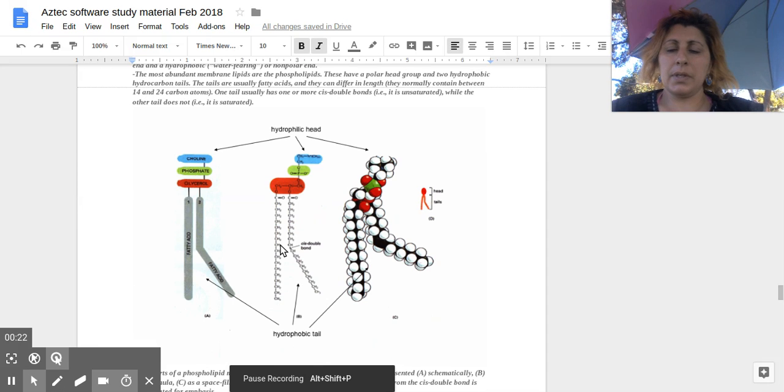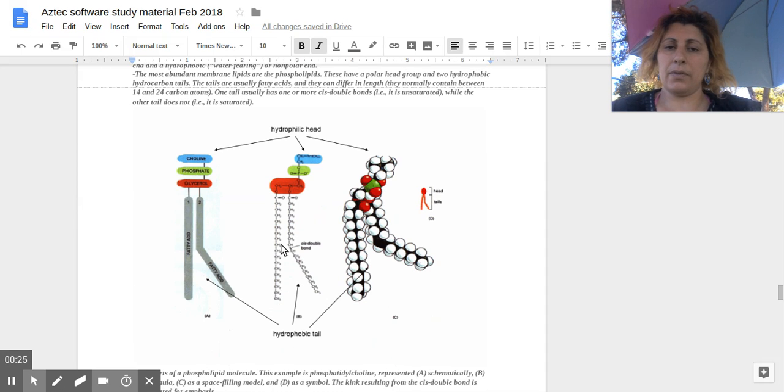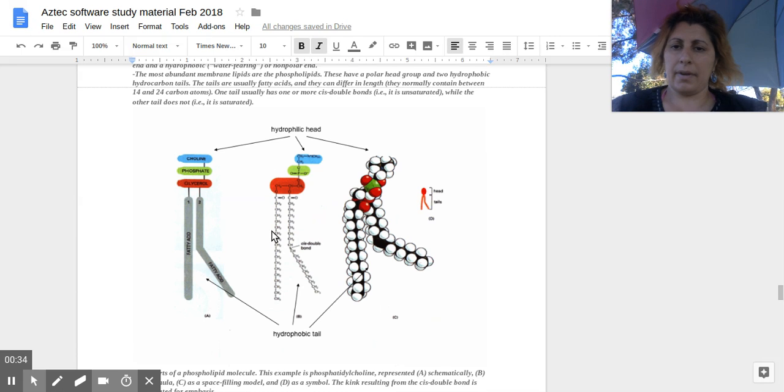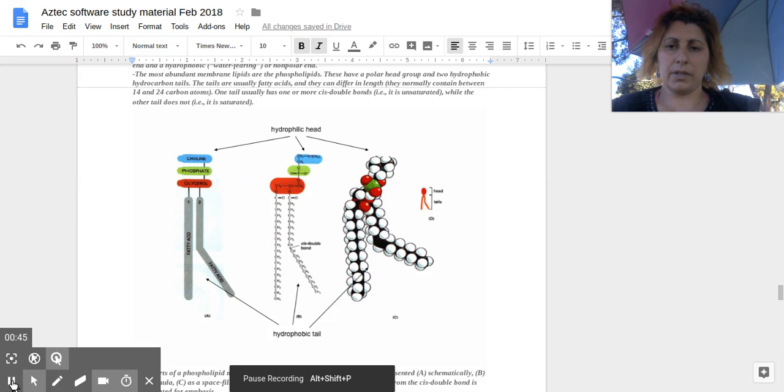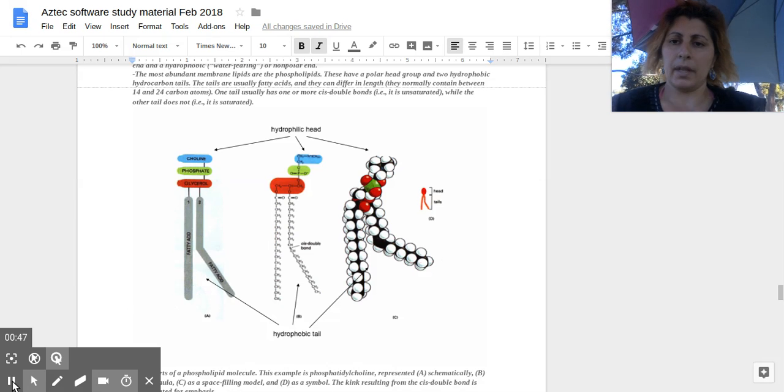So we learned that the most abundant membrane lipids are the phospholipids that have a polar head group, as well as two nonpolar hydrocarbon, aka fatty acid tails. The tails can differ in length depending on what fatty acids the phospholipid molecules contain. They're usually between 14 and 24 carbon atoms in length.